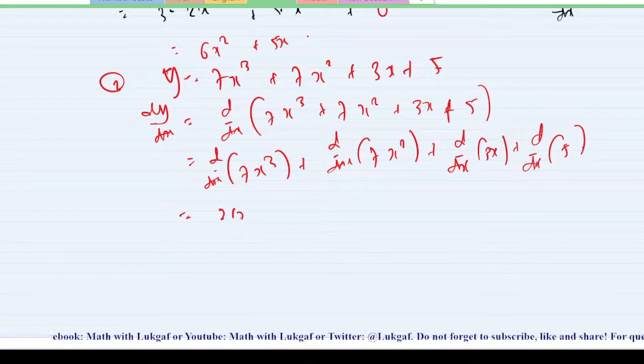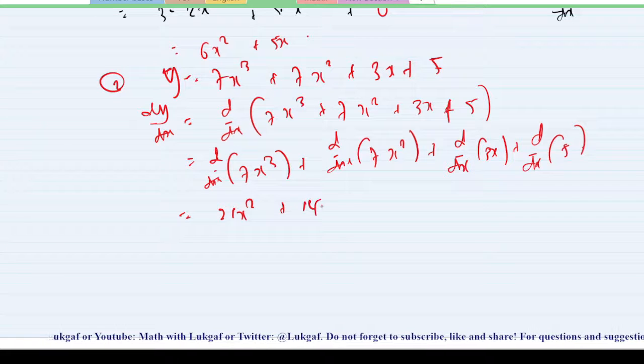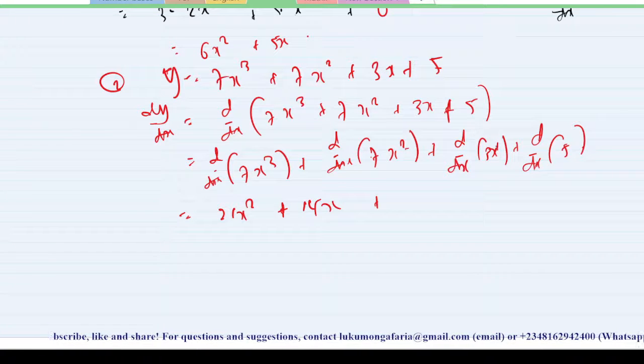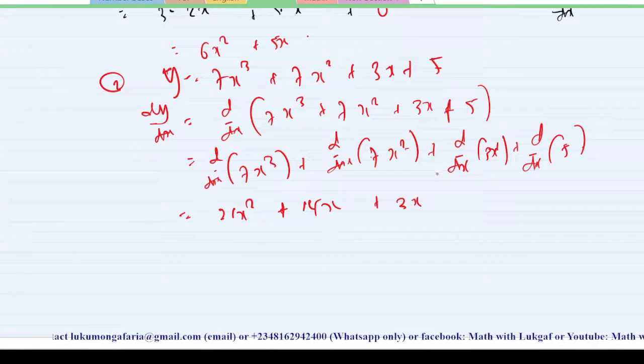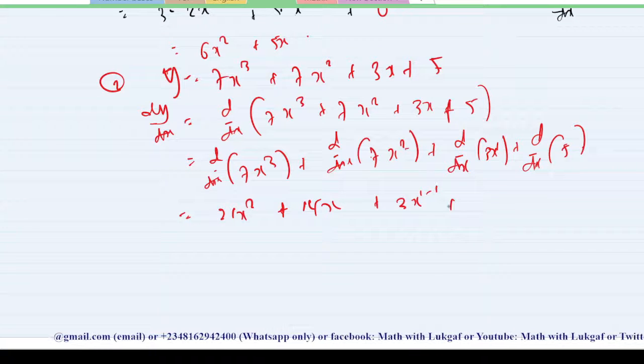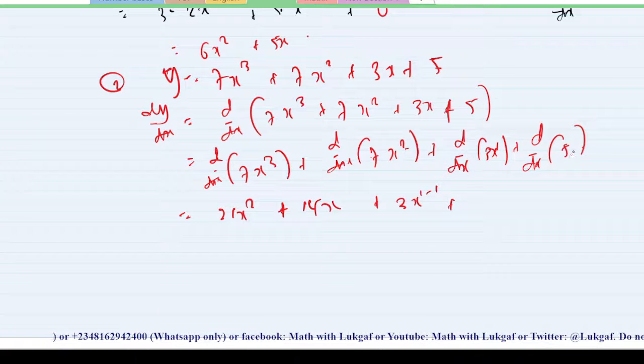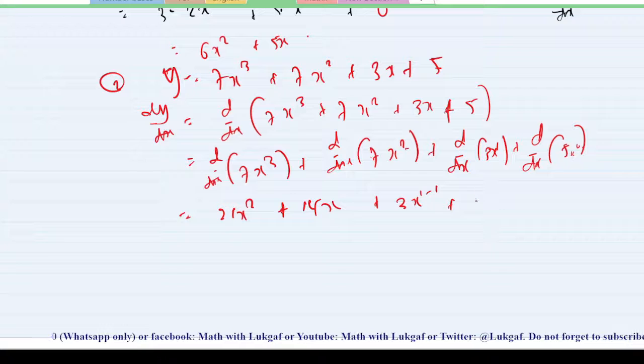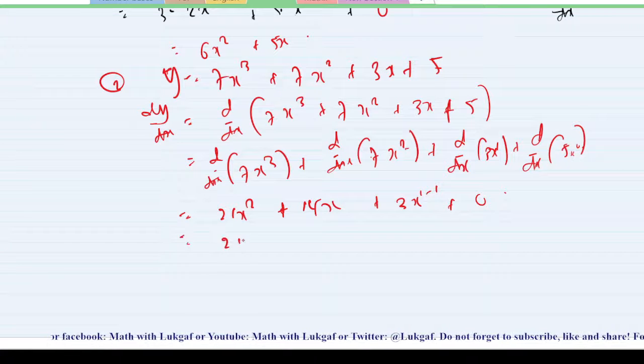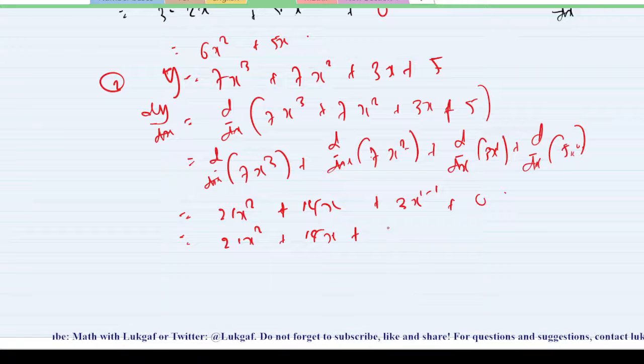So then this will give me, you can do it together or you take it out, 21x squared plus 14x, that is 2 times 7, so then 2 minus 1. Then plus, you have 1 here, 1 times 3 will give me 3x, 1 minus 1 is 0. Then plus, again, you can rewrite this as x raised to power 0, 0 times 5, this will give you 0. And I'm going to have 21x squared plus 14x plus what?